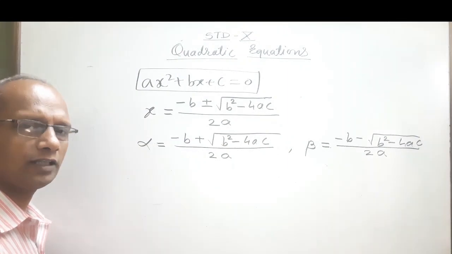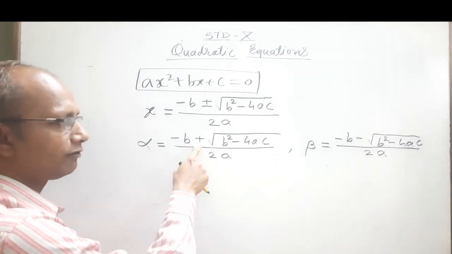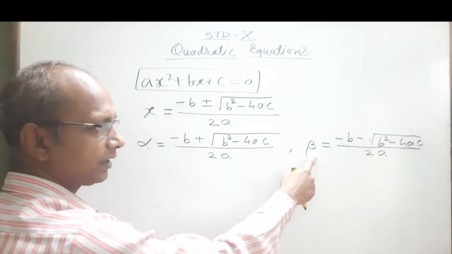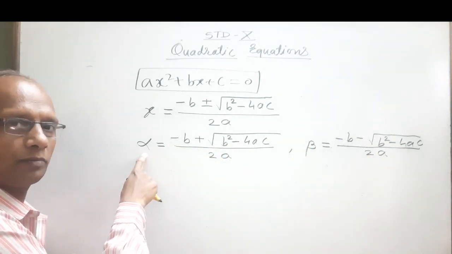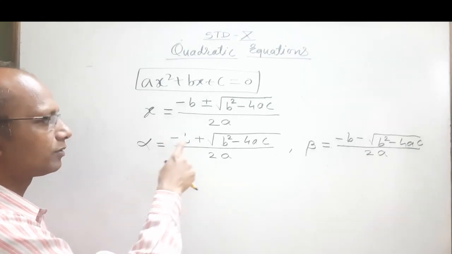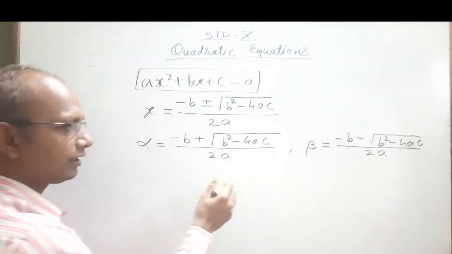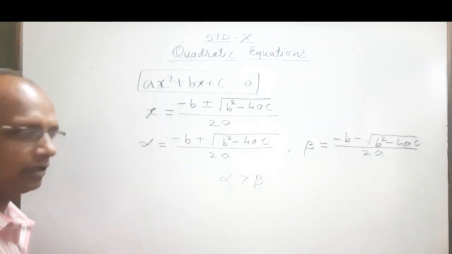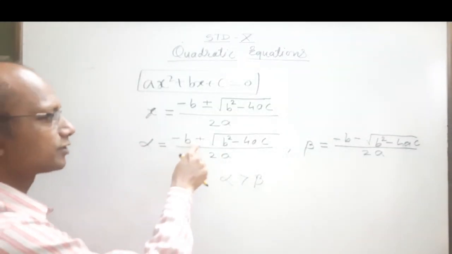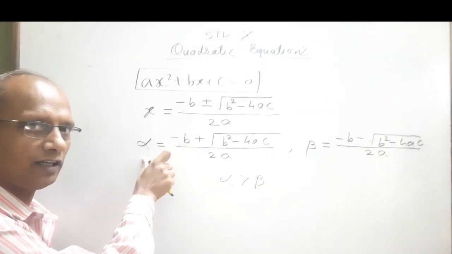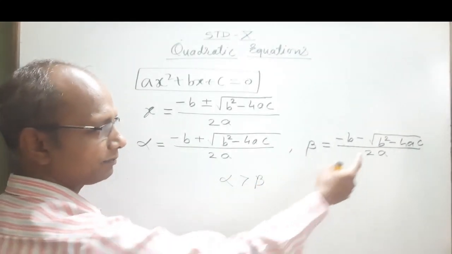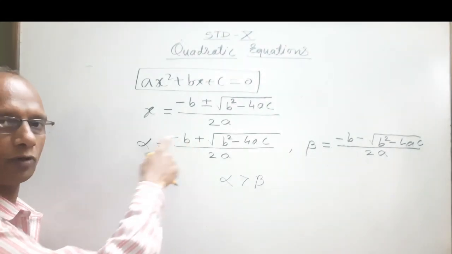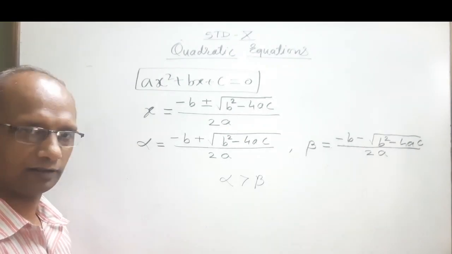It is not necessary that alpha should always be taken with the plus sign. You can take alpha here and beta there. But what will be the difference? If you take plus for alpha, then alpha is greater than beta in this case. And in reverse, if instead of plus you take minus for alpha, then beta is greater. So it is not compulsory to take alpha for plus only. It can be taken either way.